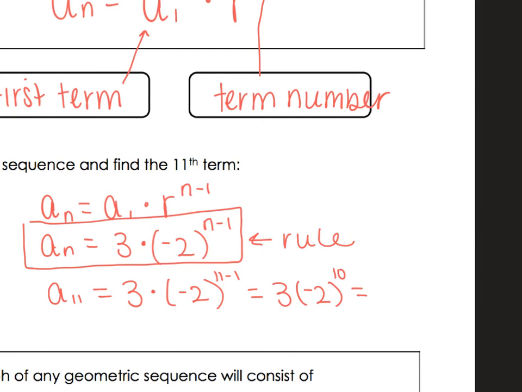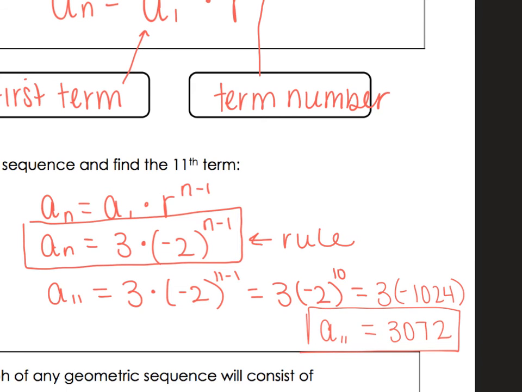So when we do, you really have 3 times negative 2 to the 10. I'm going to plug that into a calculator, and I have negative 1,024. Then we can multiply the 3. So make sure you are following your order of operations and you're not doing that multiplication first. So you're going to take that negative 1,024 times 3, and you get negative 3,072. And there we go. We found our 11th term, so we can call it our a sub 11, and it's that value.